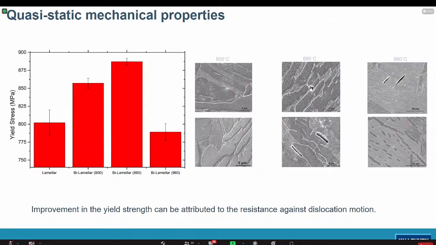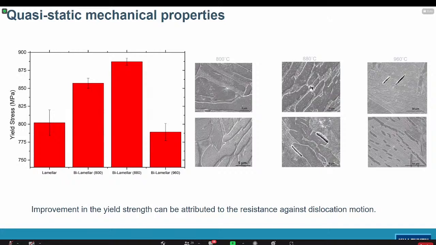Then we did the uniaxial tensile test, and we saw that for the microstructures that were obtained at 880 degrees centigrade, there was an increase in the yield strength compared to a lamellar microstructure, whereas for the 960 bilamellar, we saw a decrease in strength. We can attribute this to the deformation mechanism. So for the microstructure which was obtained at 800 and 880, the dislocations from primary alpha cannot cross into the transformed beta phase.